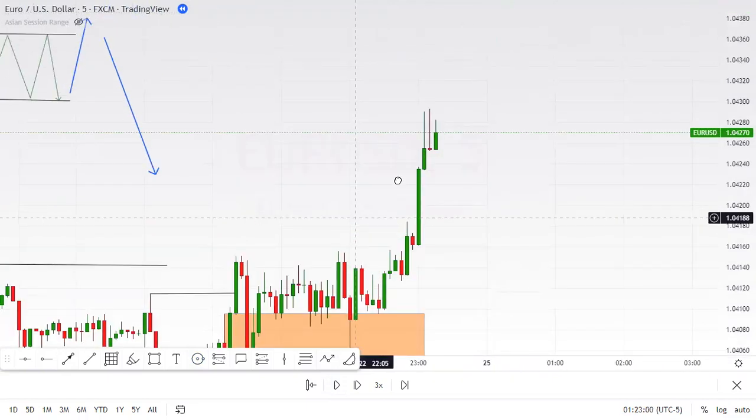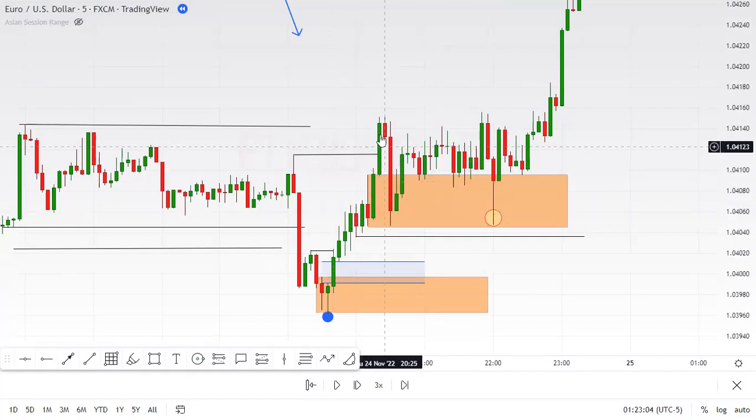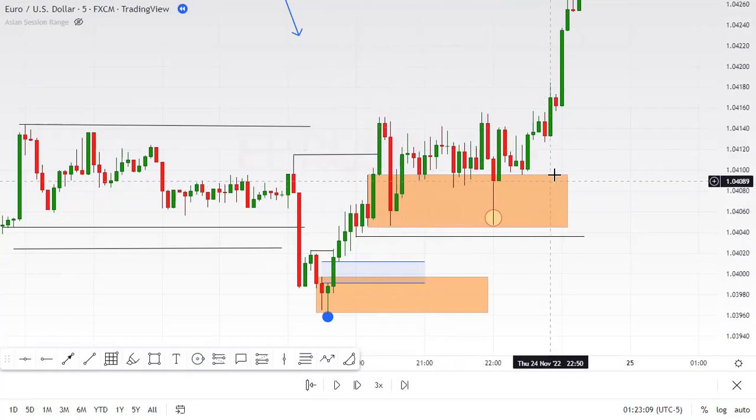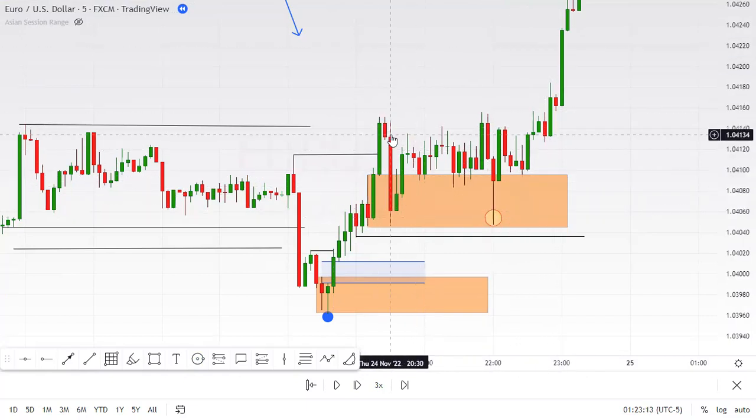See this? Okay. So actually, this was a strong order block. Why? Because it has very clear candles, clean candles. So which candle will you use to confirm to enter the trade?